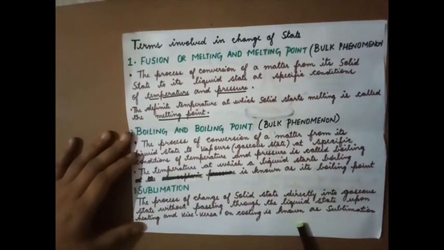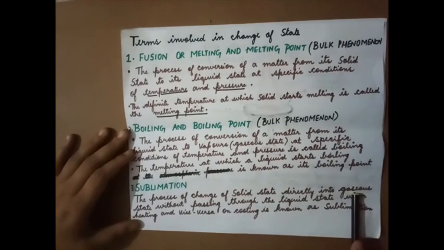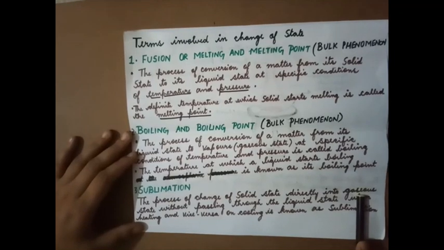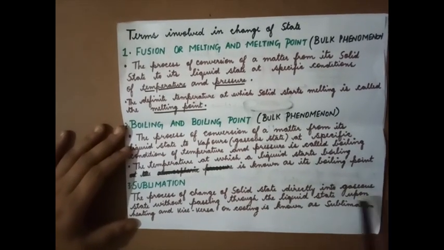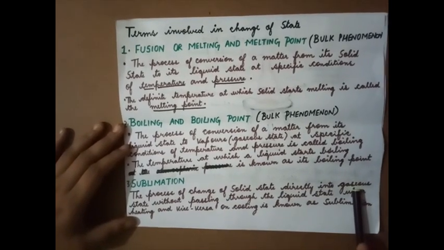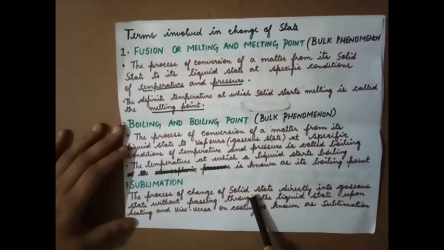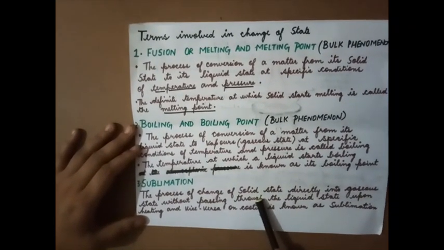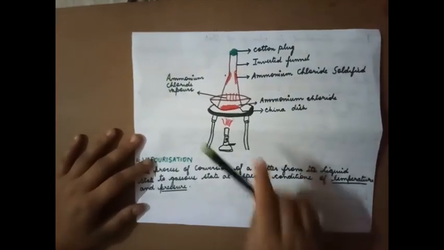Now, what do I mean by this? The solid is directly getting converted into its gaseous state. There is no liquid state that is formed over here. And on cooling, the molecules from gaseous state are directly getting converted to a solid state. So we see that liquid phase is not seen in sublimation. Let's try to understand with the help of an example.